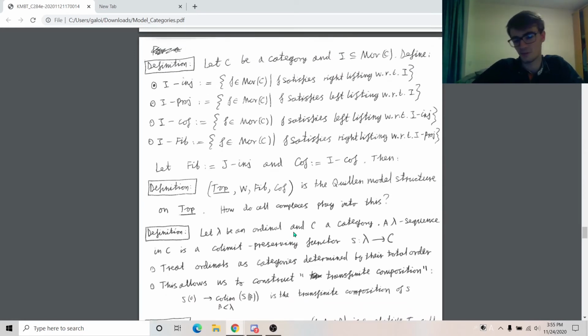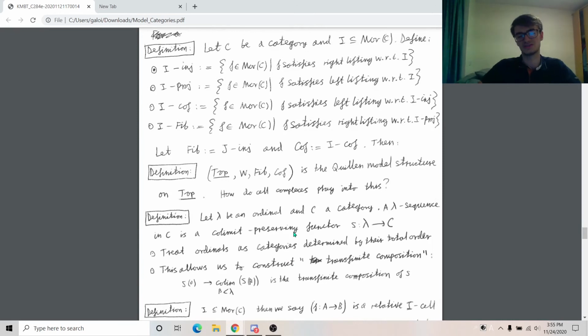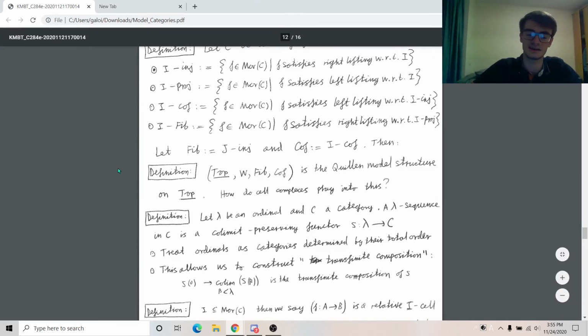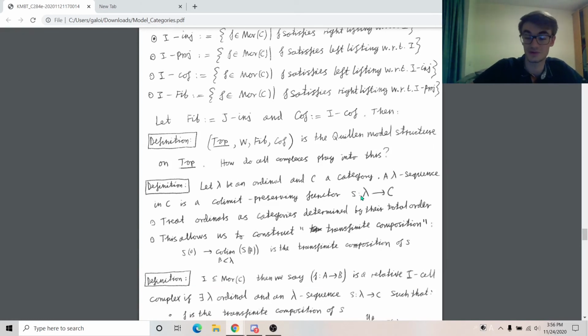Now, I haven't talked about cell complexes at all until this point, so how do cell complexes play into this? So we're going to have to construct a general cell complex in a category. So let lambda be an ordinal and C a category. A lambda sequence is a colimit preserving functor from the ordinal into a category. And here we treat ordinals as categories because every ordinal is a total order. So if you take supremums in your ordinal and you map that over to C, that's just going to be the colimit of the sequence of maps.